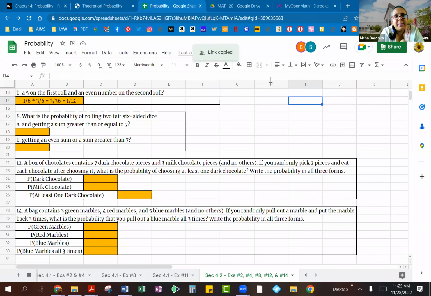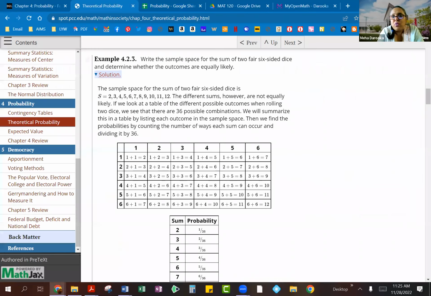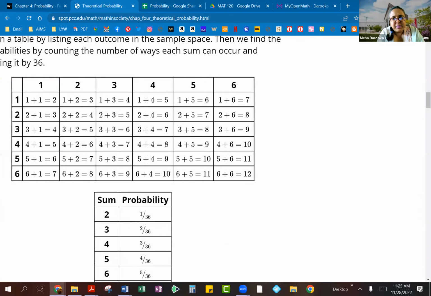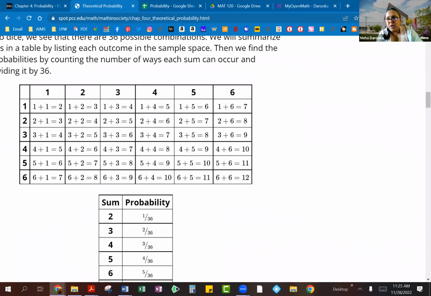Okay, so we're talking about a sum greater than or equal to 7. We definitely need to go into our sample space over here and take a look at which outcomes fall under that. Let's make this a little bit bigger. So can you tell me how many of these outcomes will satisfy that?